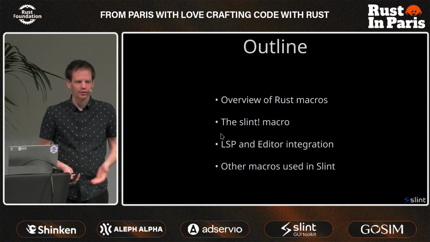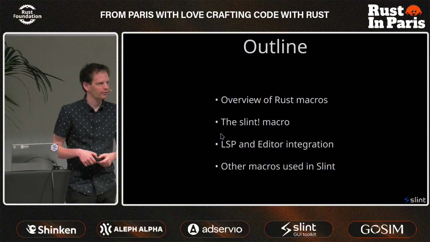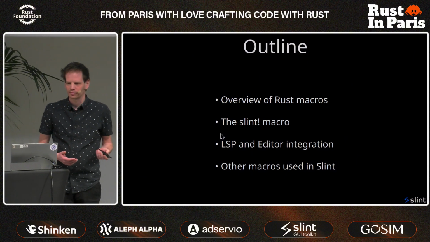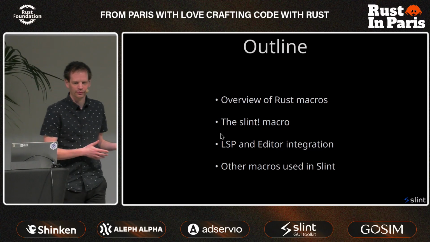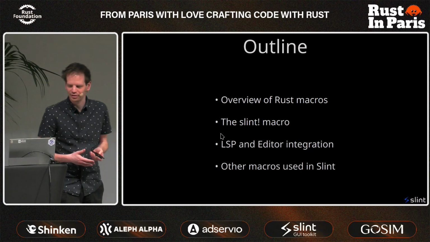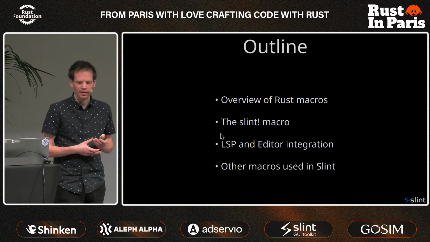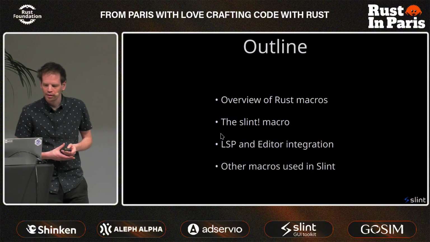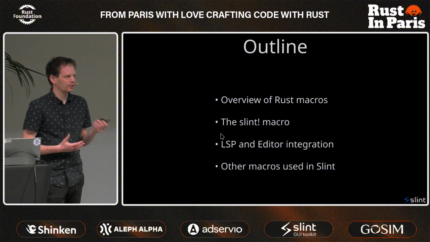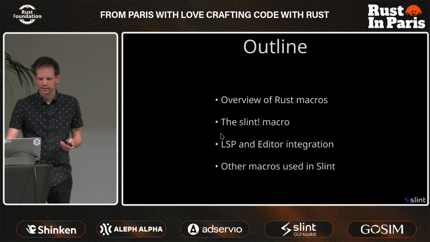So this talk is about Rust macros. I want in this talk to give you a bit of how we use macros inside of Slint, for the Slint macro itself, which is a domain-specific language in Rust. And maybe it gives you some idea of what you can do, what's possible, and things like this.